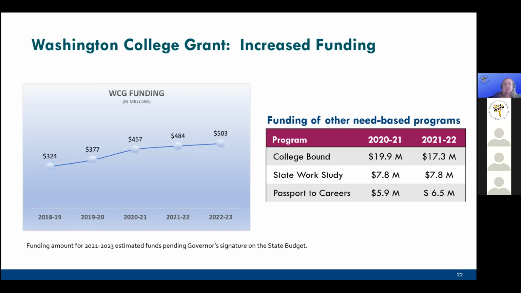Funding for other need-based programs: College Bound, we did get a supplemental for the current year, which is good. We're up to 19.9 million, and then it levels off in the 21-22 year to 17.3 million. State Work Study stayed the same, and Passport to Careers, we did actually get a bit of increased funding for those students. So we're excited about that.